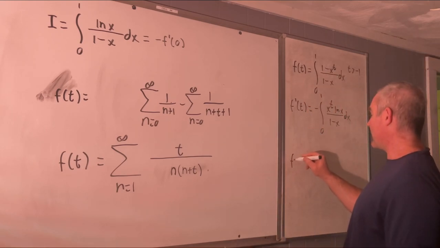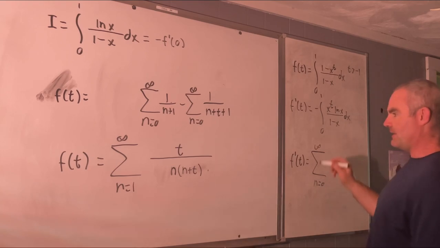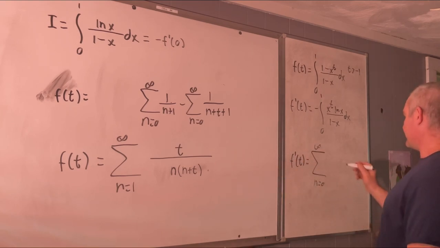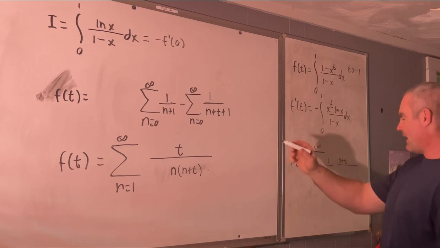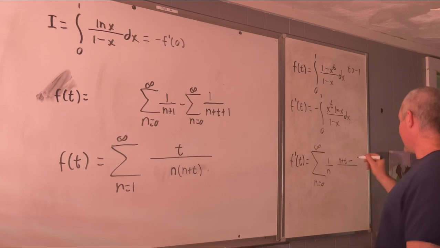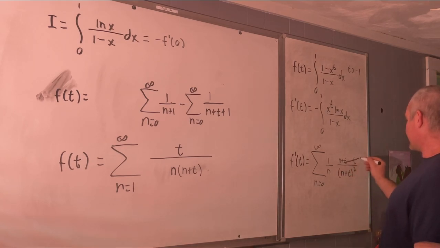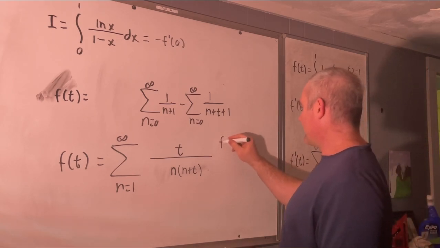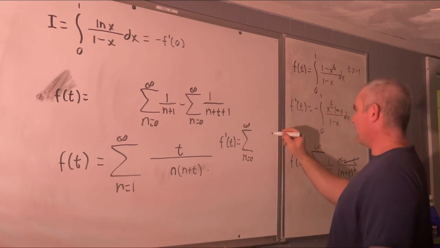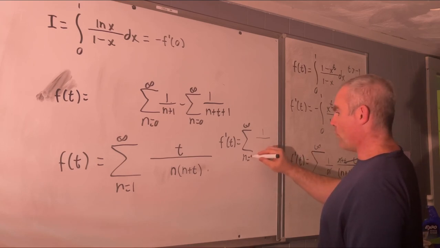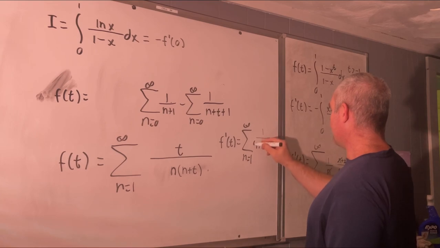That means our f prime of t expressed as a sum is going to be equal to the sum, n goes from 0 to infinity. We're taking the derivative with respect to t, so we'll pull out this constant 1 over n, and then we'll have a quotient rule. We'll get low, n plus t, d high, which is just 1, and then minus t times 1, just minus t, over n plus t all squared. That cancels out, and that cancels out. So we're just left with f prime of t is equal to the sum as n goes from 1 to infinity, this is 1, not 0, of 1 over n plus t all squared.